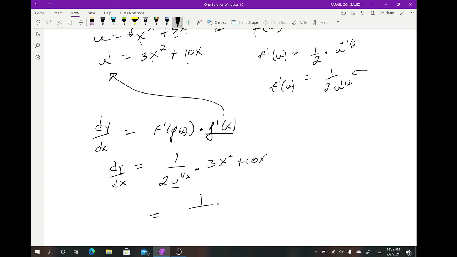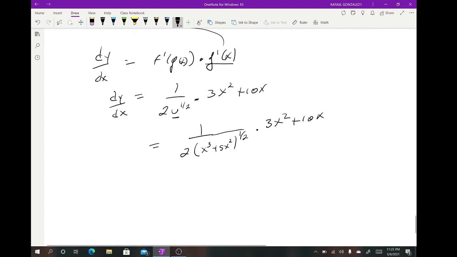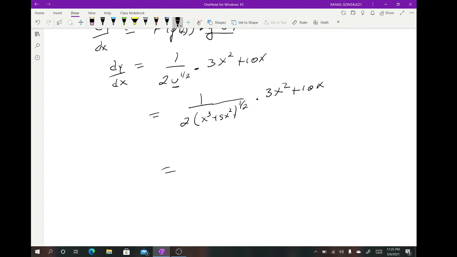So this is equal to 1 over 2 times x cubed plus 5x squared to the power 1/2, times 3x squared plus 10x. And you could simplify this a little bit more. You could bring the numerator together. So this is 3x squared plus 10x divided by 2 times the square root of x cubed plus 5x squared. So that's what the derivative is equal to.